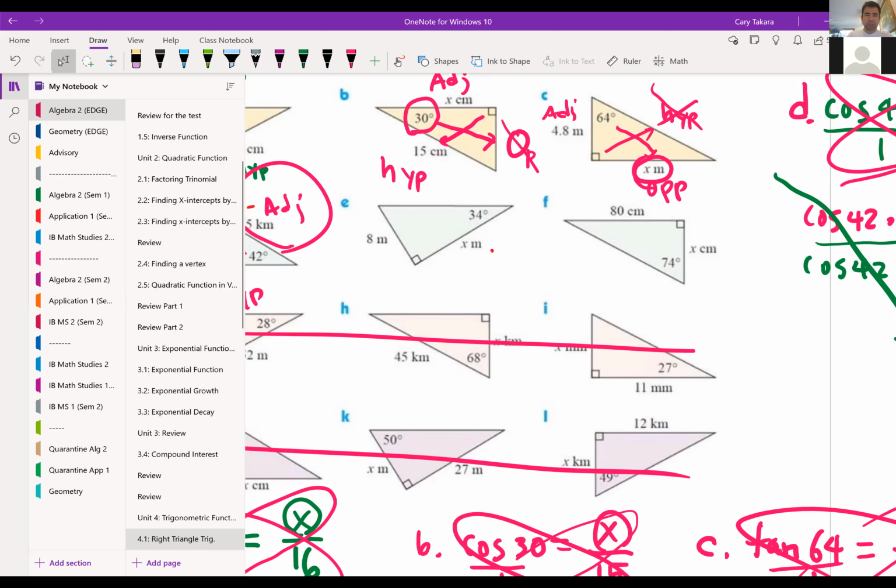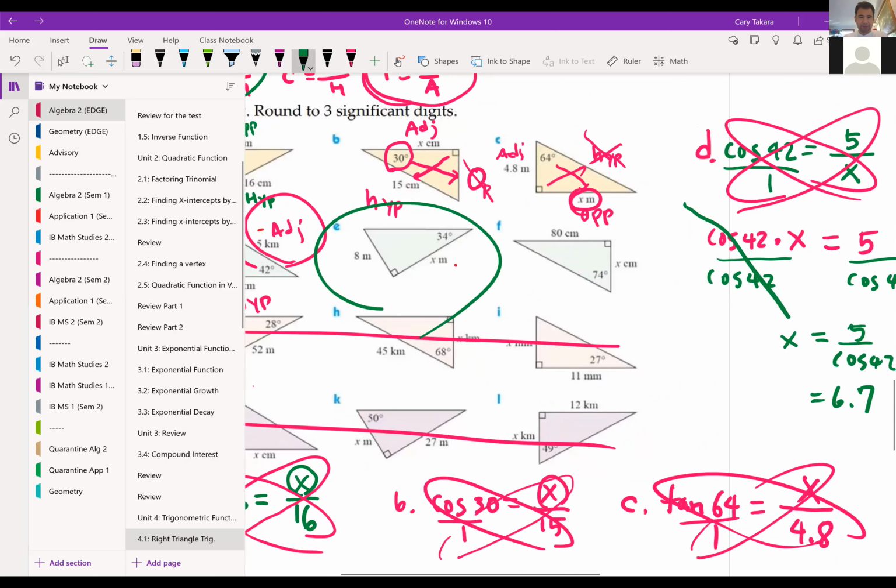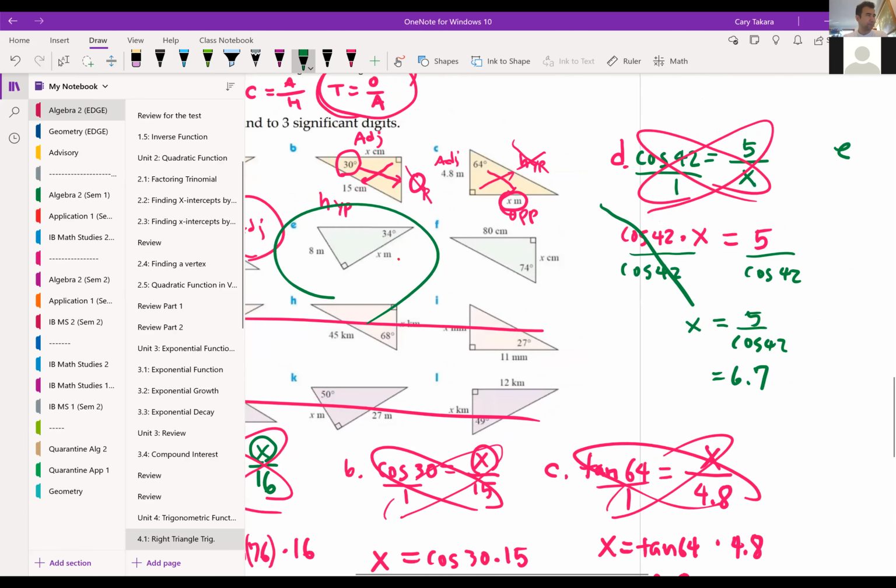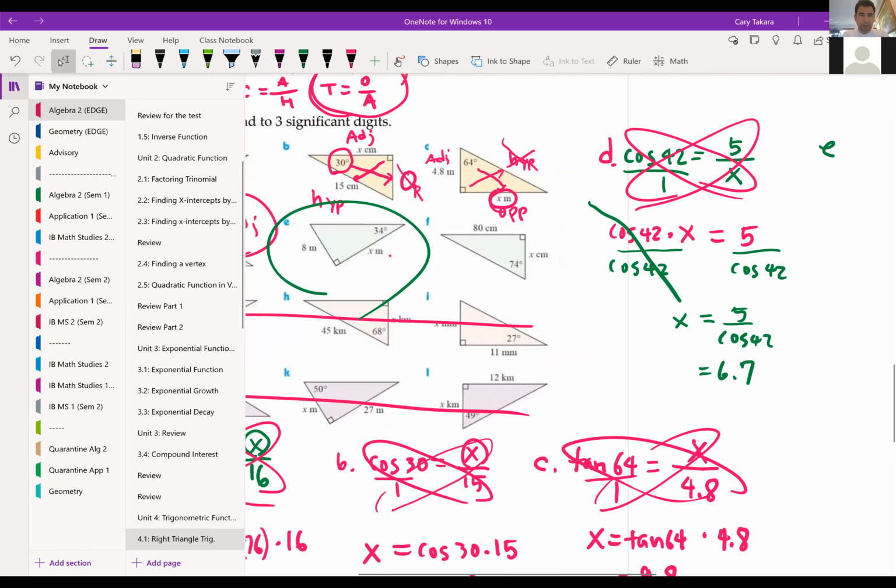Okay, you should be working on E. It's kind of a mess now. Hope you can follow this. Which function is that for E? It's been about a minute.